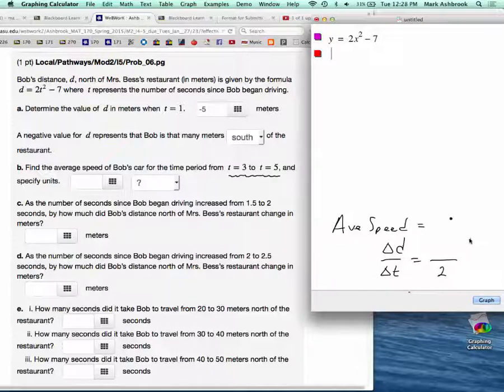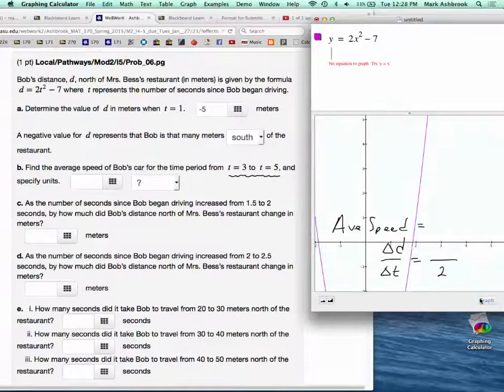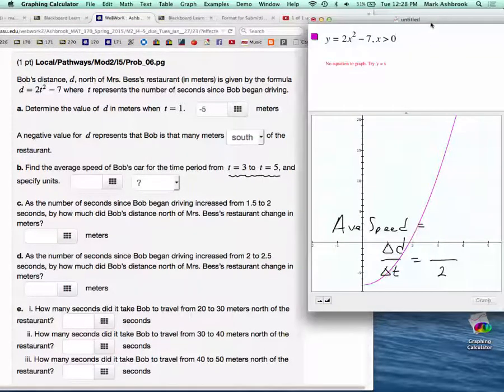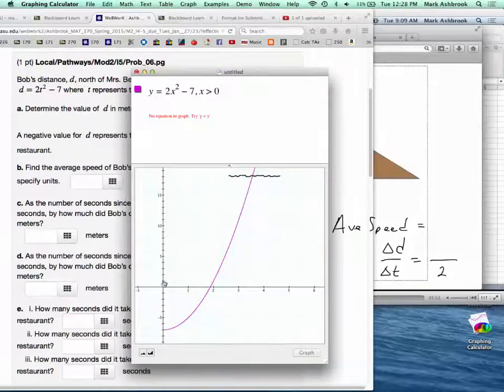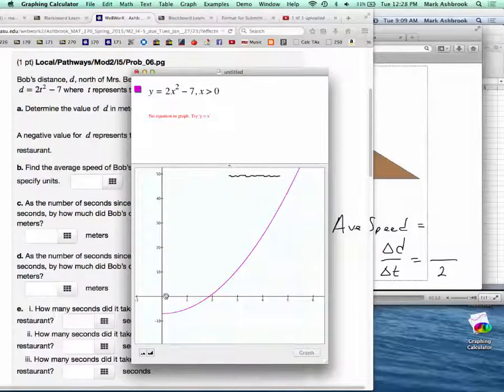So let's actually graph this and show this. This was what I wanted to do. Okay, so here's this graph of time in seconds since leaving the restaurant on the x-axis, distance from the north of the restaurant on the y quantity. Okay, and so we're talking about a change in time here from 3 to 5. So this is 3 and 5.